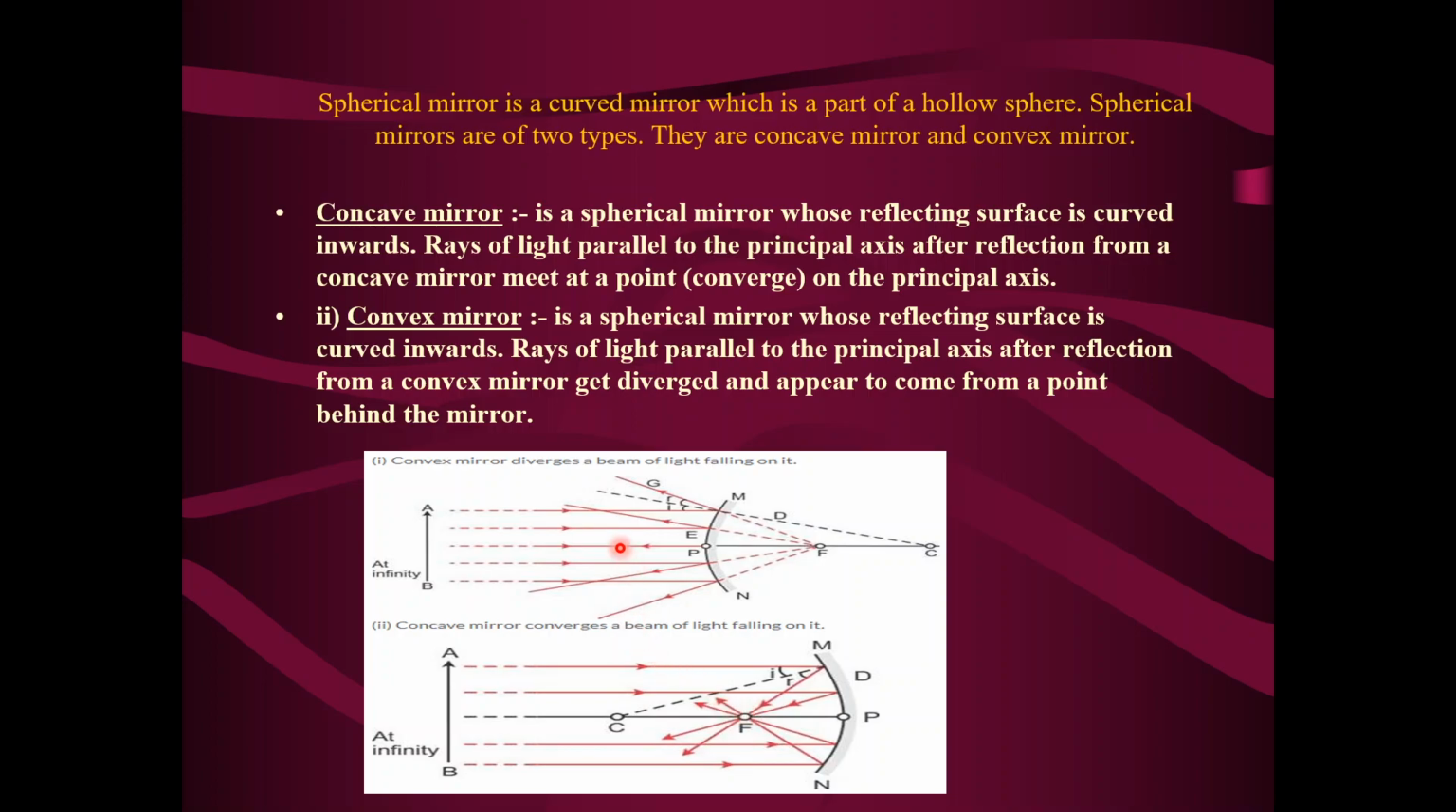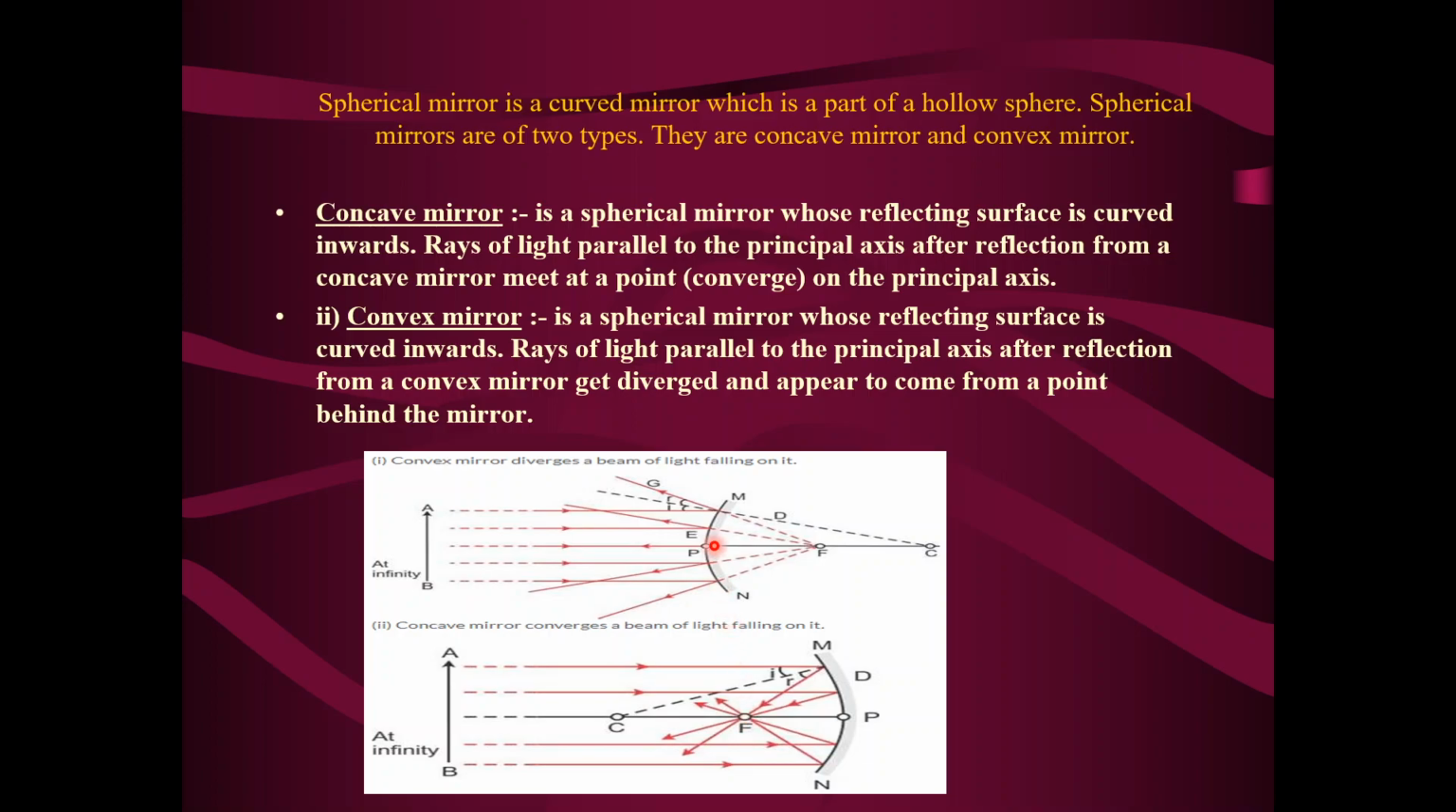Now, what is a concave mirror? It is a spherical mirror whose reflecting surface is curved inward, and light rays which are parallel to the principal axis, after reflection from the mirror, meet at a point on the principal axis. That is, they converge at a point on the principal axis. That's why it is called the converging mirror.